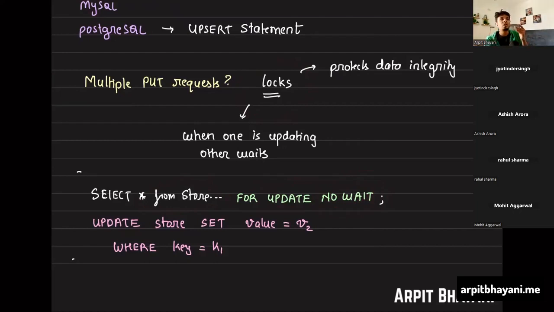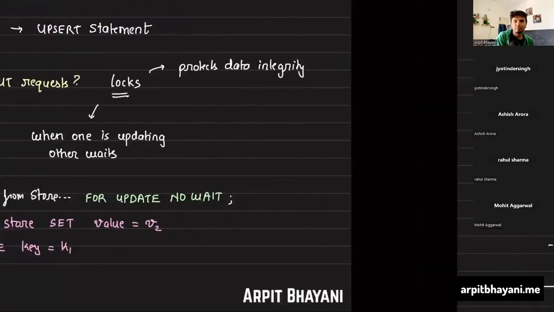Depending on what kind of guarantees you want to provide when you're designing a database, that would determine what you put over here. Would you put skip locked? Would you put no wait? Would you not put anything and just keep on waiting, right? And then you do an update, whatever you want to do, right?